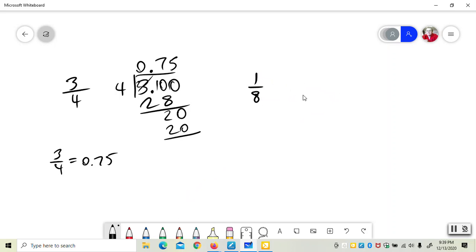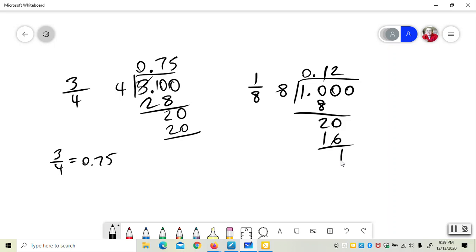Sometimes you have to go 3 places. 1 over 8. Same thing. 1 goes inside because it's from the top. Bottom goes outside. Decimal, filler 0. 8 times 1 is 8. That's the hard part. 8 from 10 is 2. Drop 0. 8 times 2 is 16. 16 from 20 is 4. Drop the 0. 8 times 5 is 40. So 1 over 8 equals 0.125.